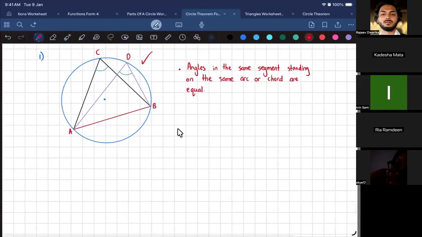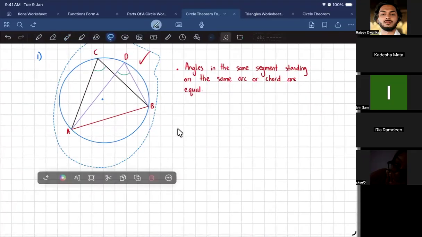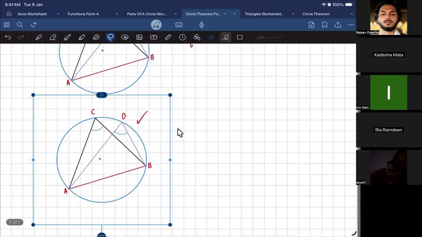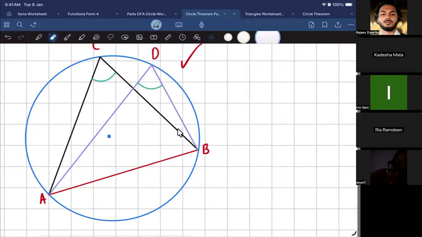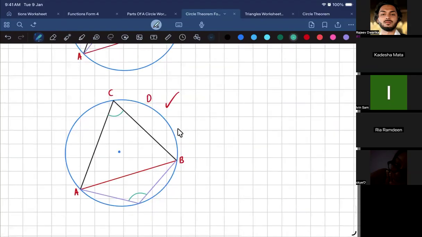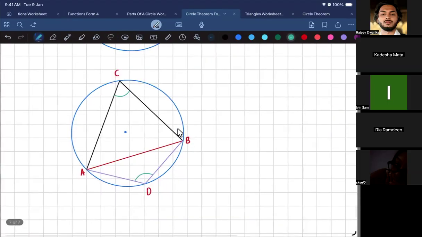This works. But I'm going to change up the diagram a little bit, and I want you to tell me if this would work. Don't worry, guys, I will send these notes immediately after class. So Sky, if I did something like this, now both of them are standing on the same arc or chord, but are they in the same segment? No, sir. So these angles would not be equal, right?